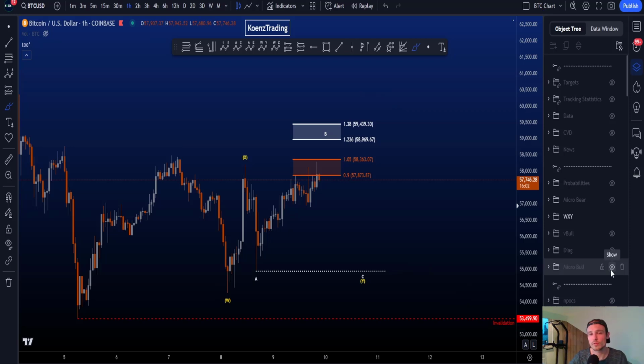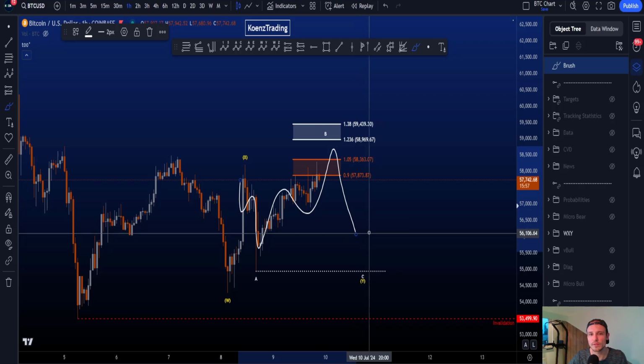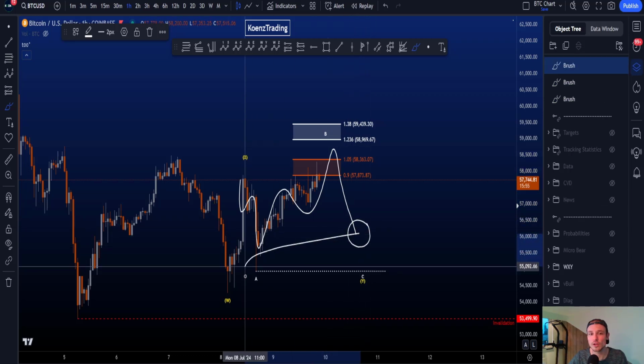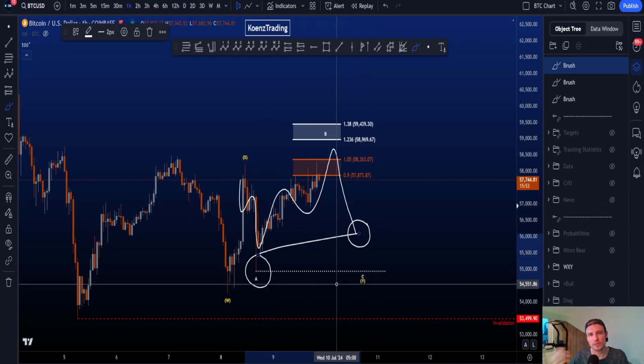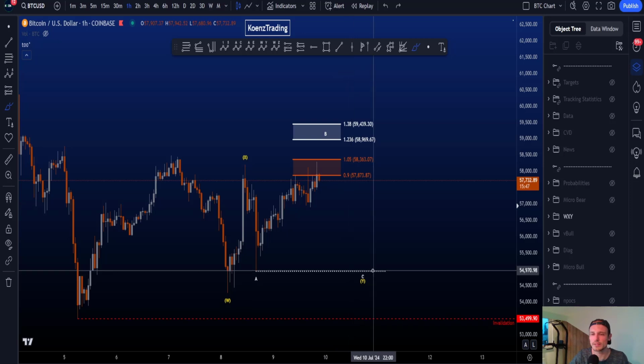Of course, a running flat is a scenario, 3 wave A, 3 wave B, 5 wave C, where wave C does not take the low of your wave A, but a running flat is the rarest flat structure, so therefore we can't give it the highest probabilities. So this is at least something to be aware of.